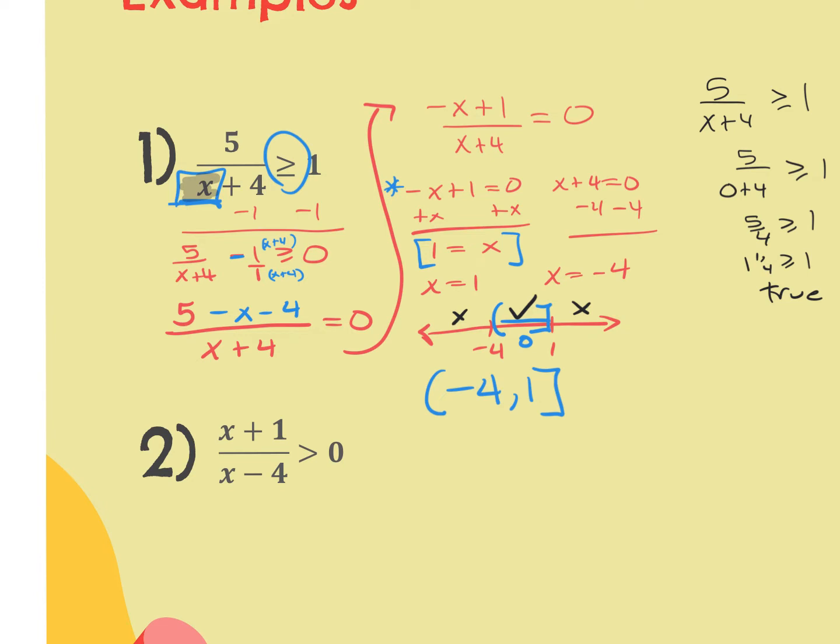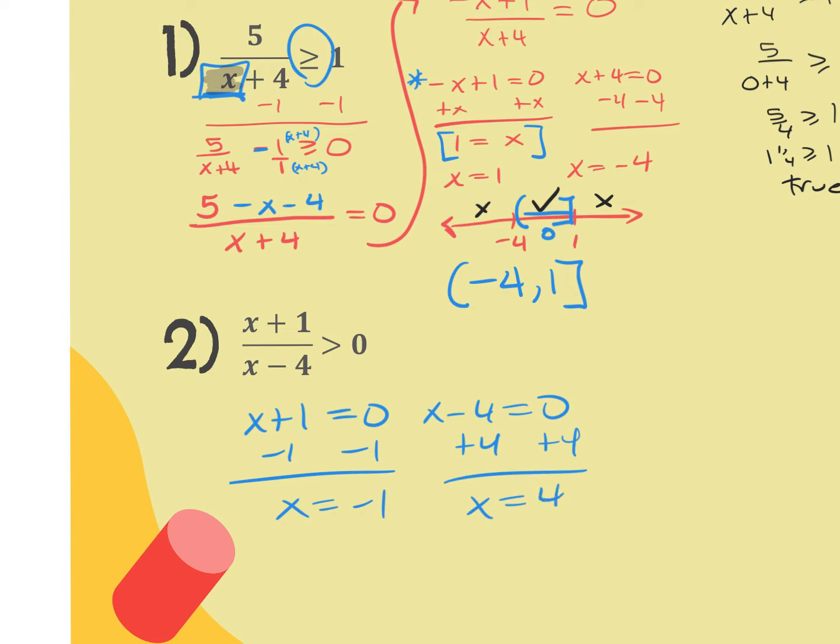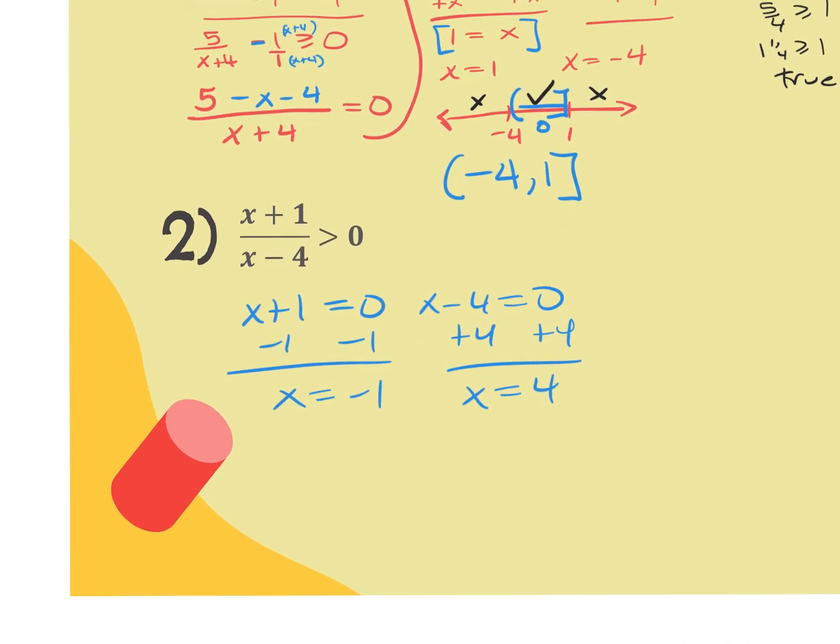All right, so let's go ahead and try the next one. This one's already got the 0 on the right side. So now all I have to do is set the numerator equal to 0 and the denominator equal to 0 to get my breaking points on my number line. So x plus 1 equals 0, x minus 4 equals 0. Subtract the 1, I get x equals -1. Add the 4. These are going to be the numbers that go on my number line. And again, put them on the number line least to greatest.